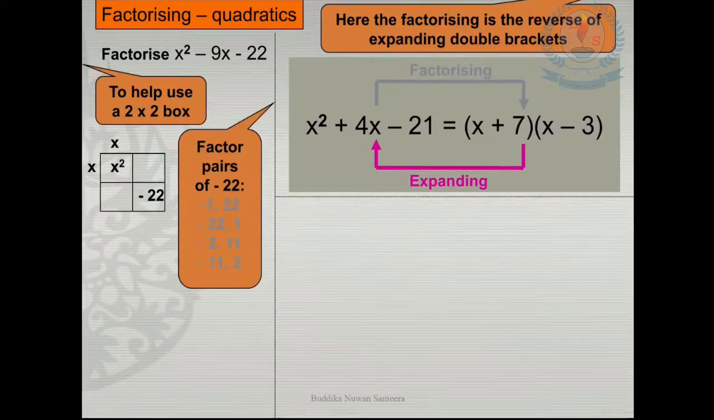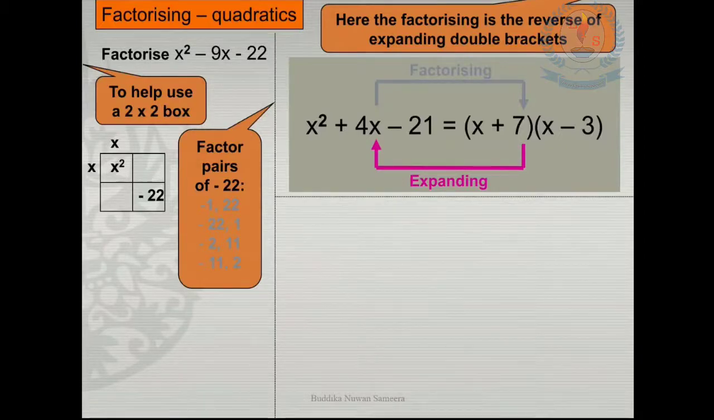So you can see when you add minus 1 and plus 22, the answer is plus 21. But we need to get minus 9, so you have to skip that. Then minus 22 plus 1: when you add them, the answer is minus 21. We need to get minus 9, so that one was wrong too. When you add minus 2 and plus 11, the answer is plus 9.